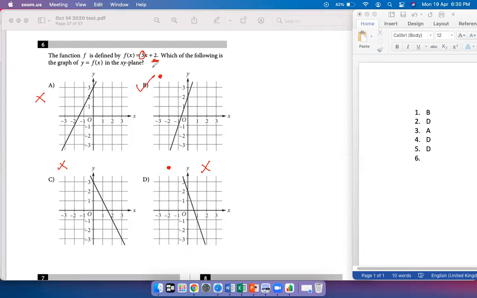And if you were to confirm this, you could actually look at 0, 2 and 1, minus 1, and that would give you the slope. So 0, 2 and minus 1, minus 1. So 3 by 1, which is 3. So B is the answer. Okay.